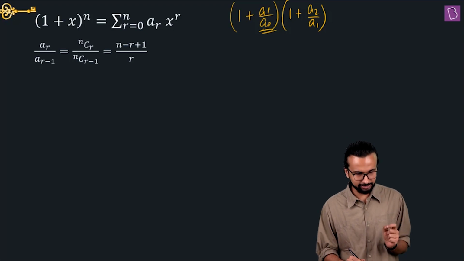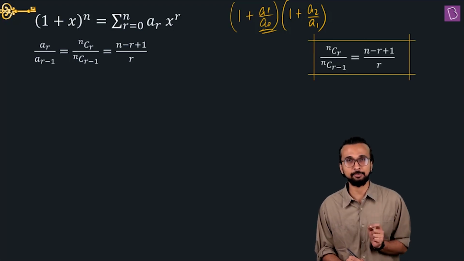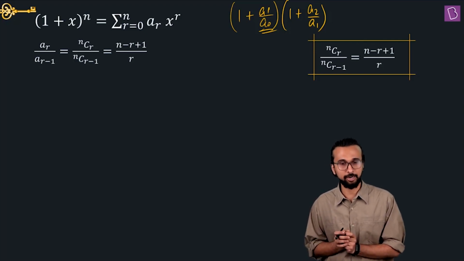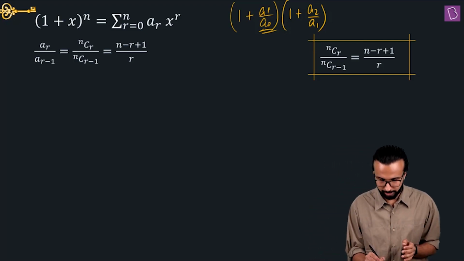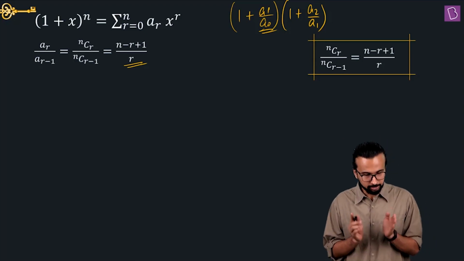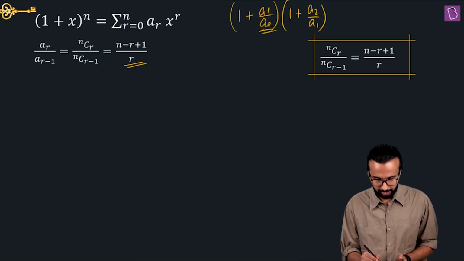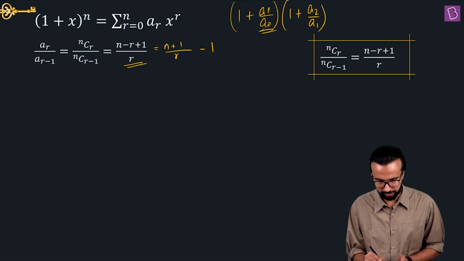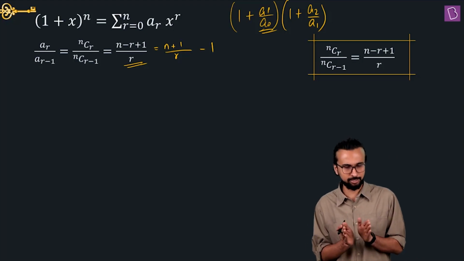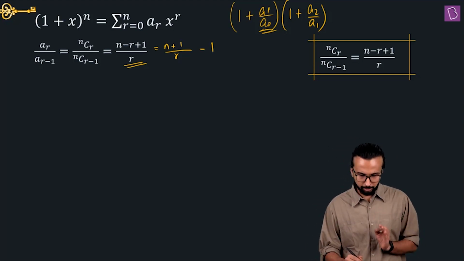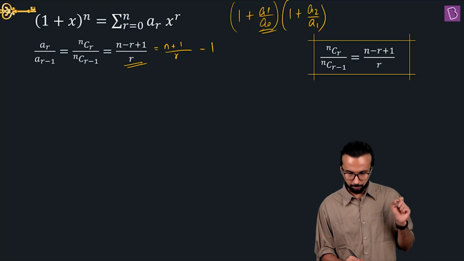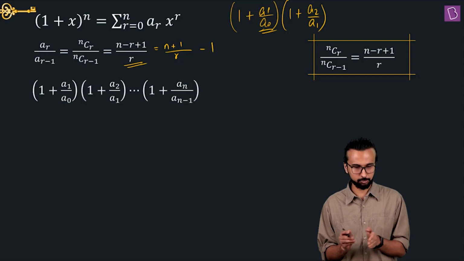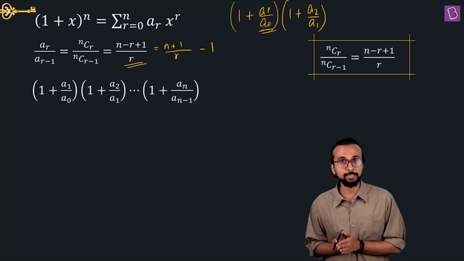From there we get nCr by nCr-1 equal to (n - r + 1) by r. So this is what I used to get this. From here, I'll write this as (n + 1) by r, minus 1. This r is there in the numerator and r is there in the denominator, I just take it outside. What are we trying to find out here? We are trying to find out (1 + a1/a0) into (1 + a2/a1) and so on, up till (1 + an/an-1).